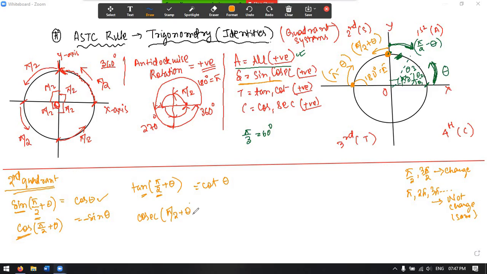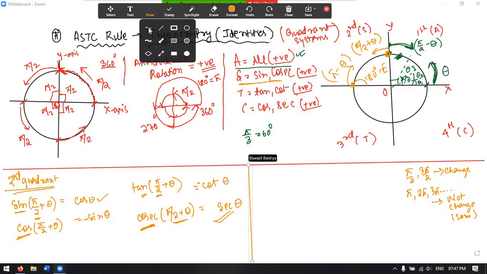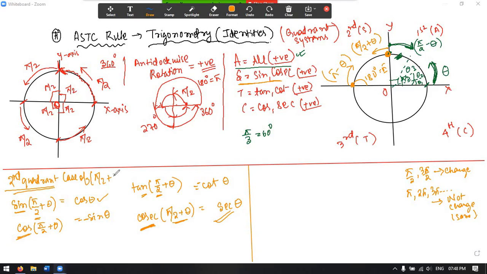Now take cosec of pi by 2 plus theta. Cosec will be converted to sec. Pi by 2 plus theta is in the second quadrant, so it will be positive because cosec is positive in the second quadrant. So this was all about the case of pi by 2 plus theta.